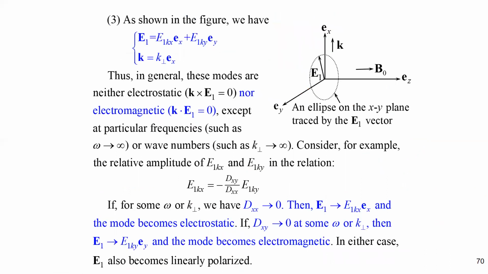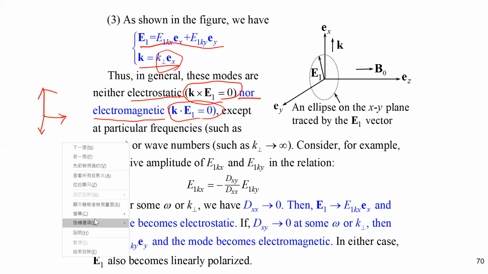As shown in the figure, E1 has an x component and a y component, and k is in the x direction. Thus, in general, these modes are neither electrostatic nor electromagnetic plane waves. A plane wave means the wave propagates in this direction, along E cross B.